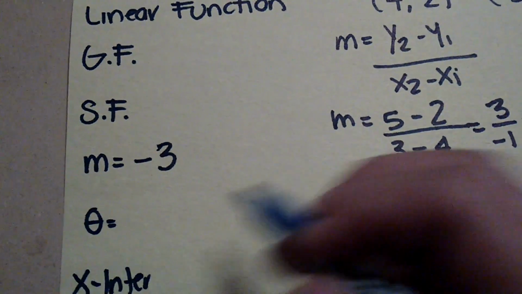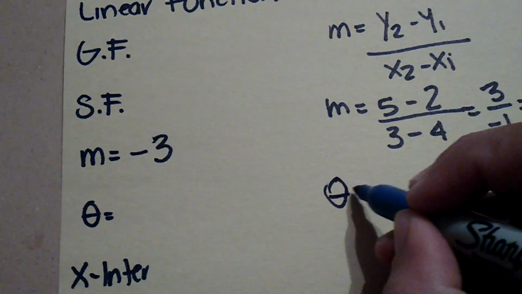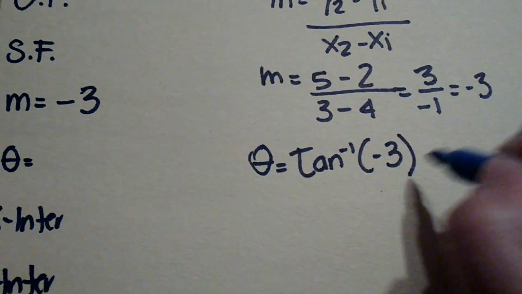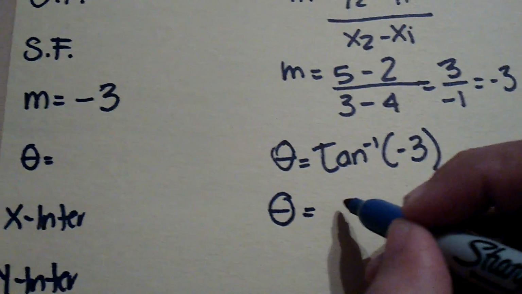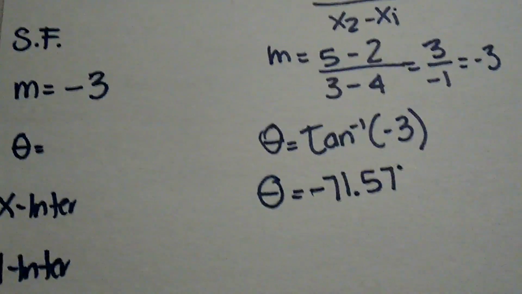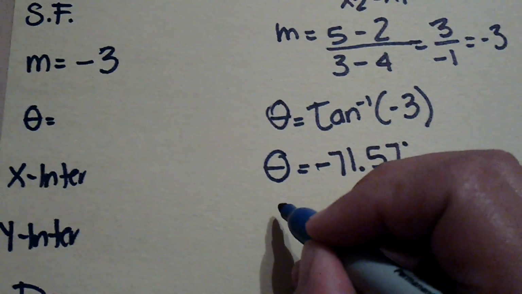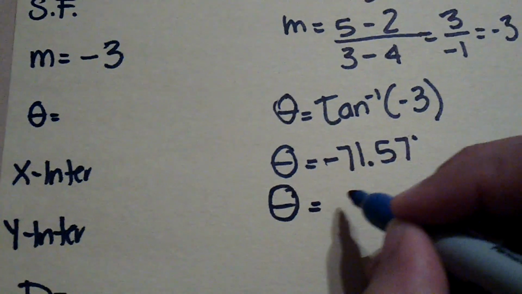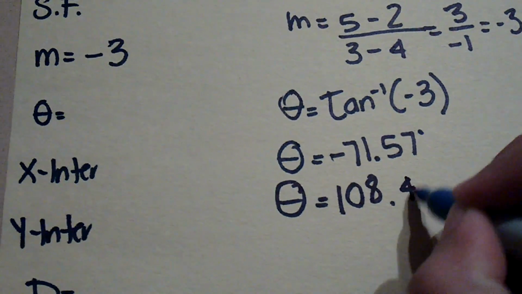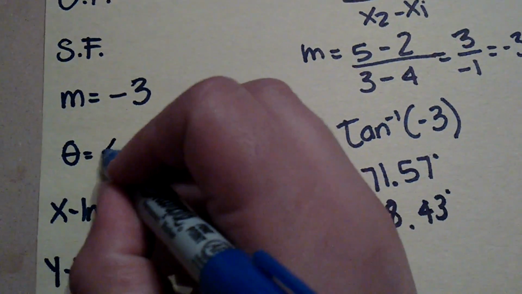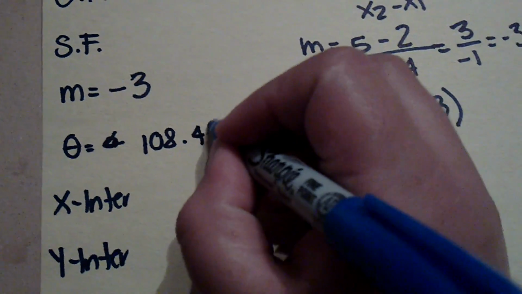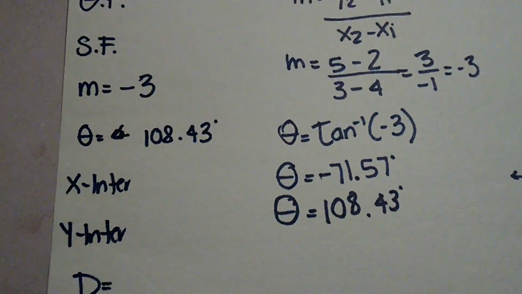With this information, I also can find the angle of inclination. It's going to be theta equals tangent inverse of minus 3, and tangent inverse of minus 3 equals minus 71.57 degrees. Remember, your angle of inclination cannot be negative, so you need to add 180 degrees. And your positive angle is going to be 108.43 degrees. I'm going to write it here.